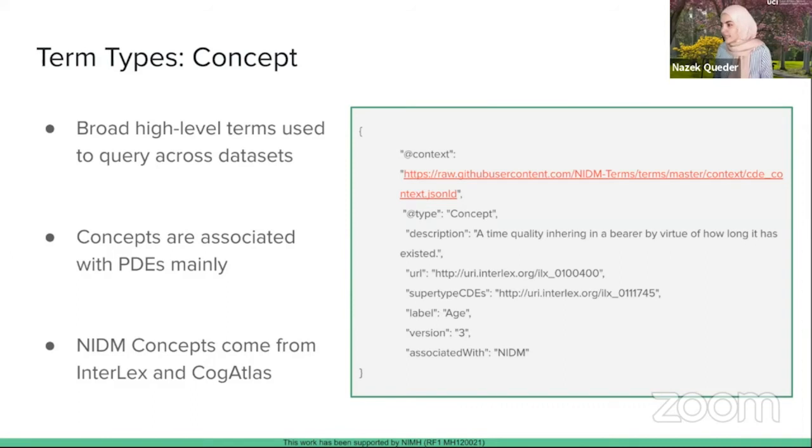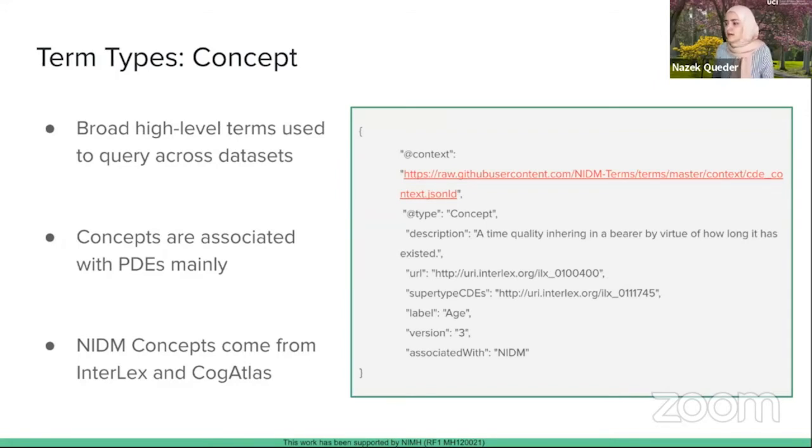On the right side of the screen, we have the concept of age. This is an example of one of the concepts that we're using to associate with data sets. Concepts typically only use description and label, so they're more of a higher level data elements. And in some cases, they could take a parent term.